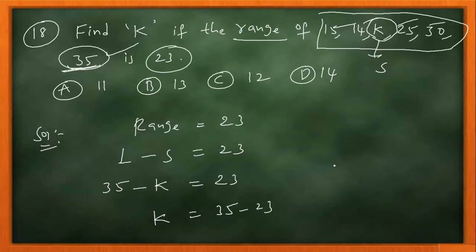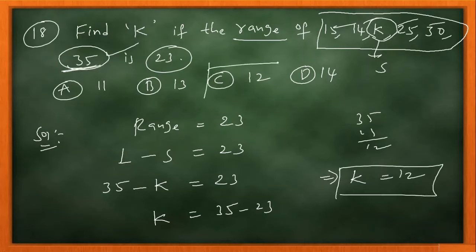Observe, range is 23. So what is the value of K? 35 minus 23 will be 12. The value of K will be 12. 12 is the K value, which is the smallest observation. You can check. Smallest observation is K, which equals 12. 12 is correct. Good. 18th question, 12 is correct.